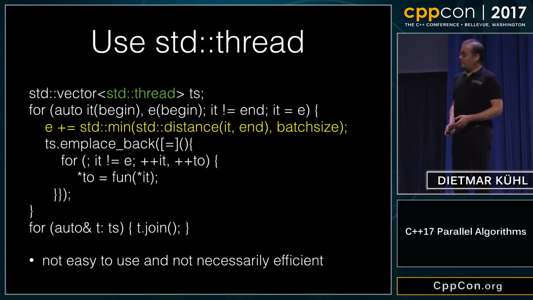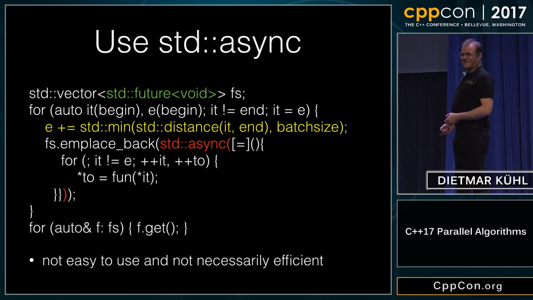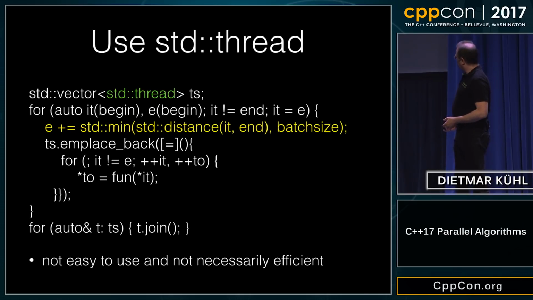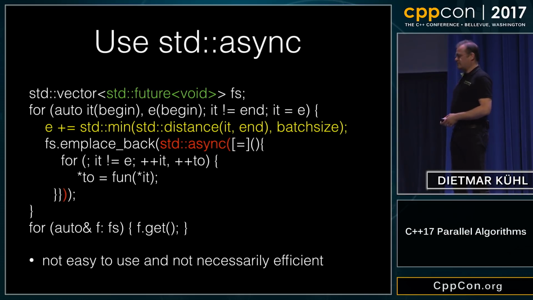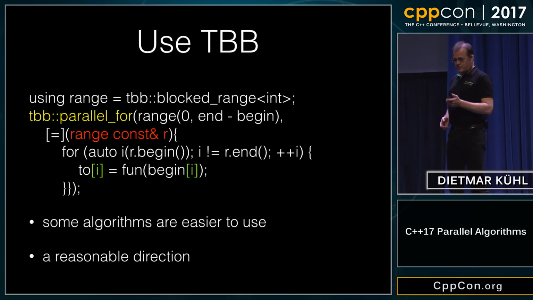Of course, we all get told we can use async. Well, that's not a big difference, right? We can use async. We would do get. I also don't want to do that. Something which is more in the direction of what I actually would want to do is what Thread Building Blocks do. I don't know whether anybody used Thread Building Blocks.